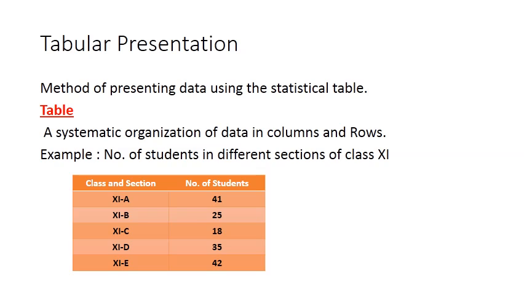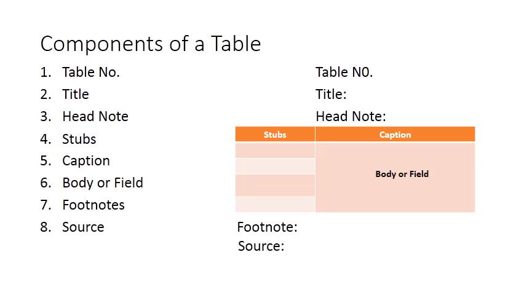So let us continue. Now the components of a table. Whenever you are going to construct a table, you should know what the different components of a table are, which are very much important. First is the table number. Whenever you find any table in your book or anywhere, first of all you will get the table number. What is the table number? Table number 1, 1.1, 1.2, 1.5, table number 8, table number 9. So the table number will be given there.